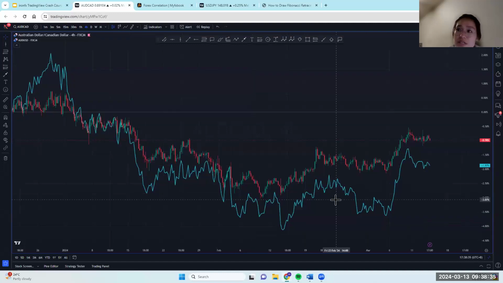Okay, so this makes it really easy when you want to enter more than one price without having to analyze so many different charts. Since they are so positively correlated already, your analysis that you did for maybe AUD CAD can also be applied for AUD USD.